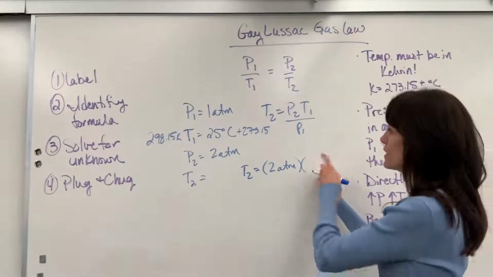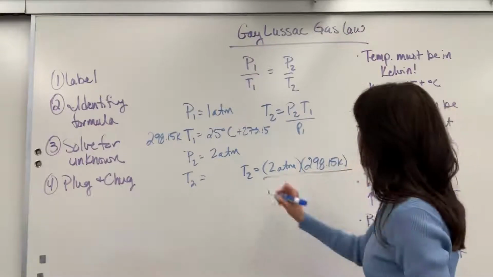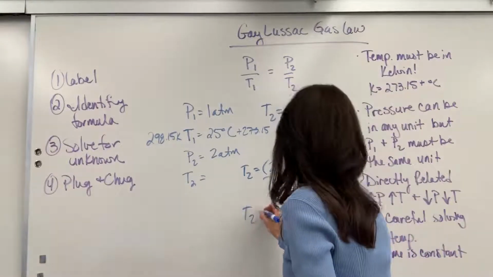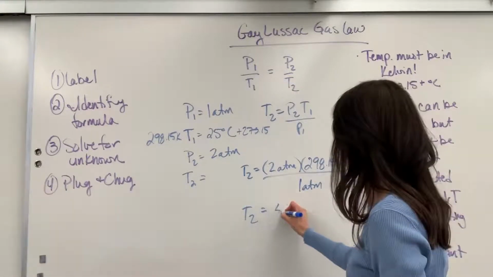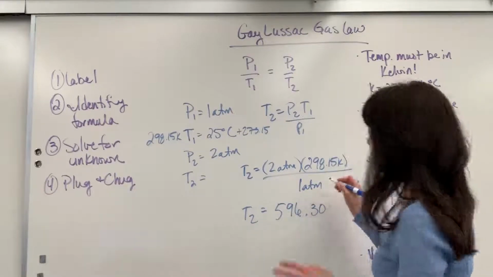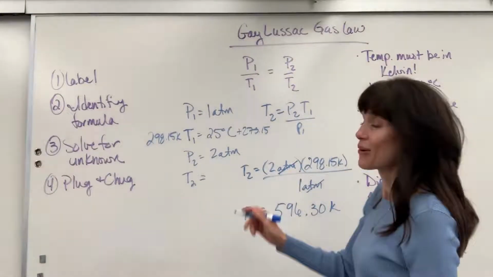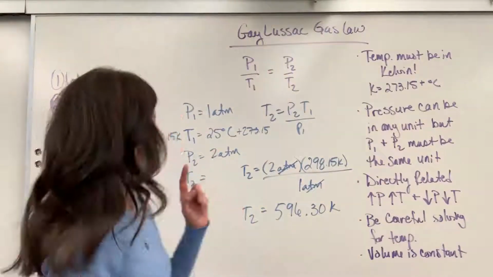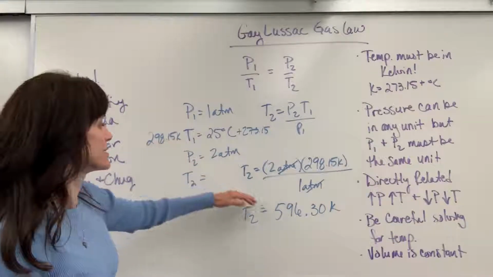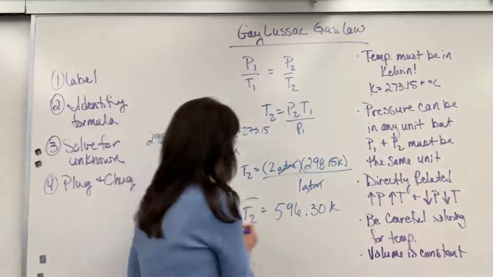Okay, so that initial temperature, 298.15 Kelvin, divided by the pressure, which was 1 atm. So T2 is going to equal 596.30. Oh, look at units. Atm cancels and we are left with Kelvin. So it did double. Check it out. The pressure doubled and the temperature went from 298 to 596. Directly related. Pretty cool. Pretty cool.